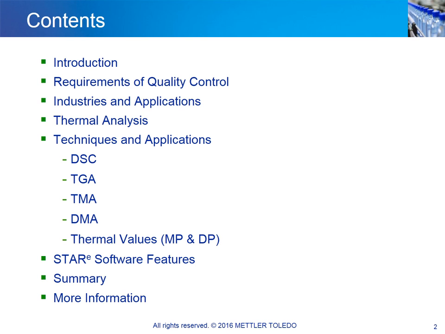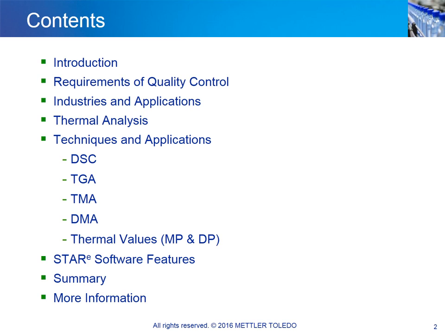This slide lists the topics that will be covered in the webinar. First, I want to discuss the most important effects and properties that can be investigated using thermal analysis for quality control. The techniques used shall include differential scanning calorimetry, or DSC as it is usually called, thermogravimetric analysis, or TGA, thermomechanical analysis, or TMA, dynamic mechanical analysis, or DMA, melting and dropping point instruments.